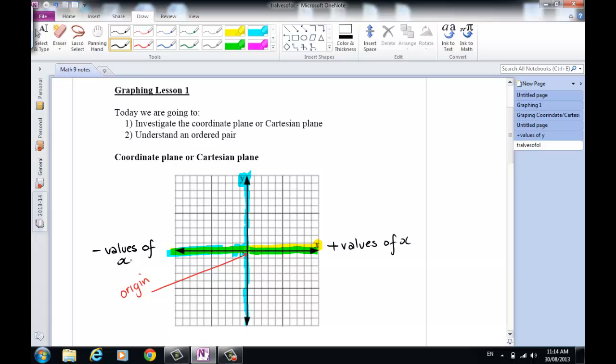Now it's the same thing for our y-axis. Everything above the origin, we call these our positive values of y. And everything below the origin, these are negative values of y.